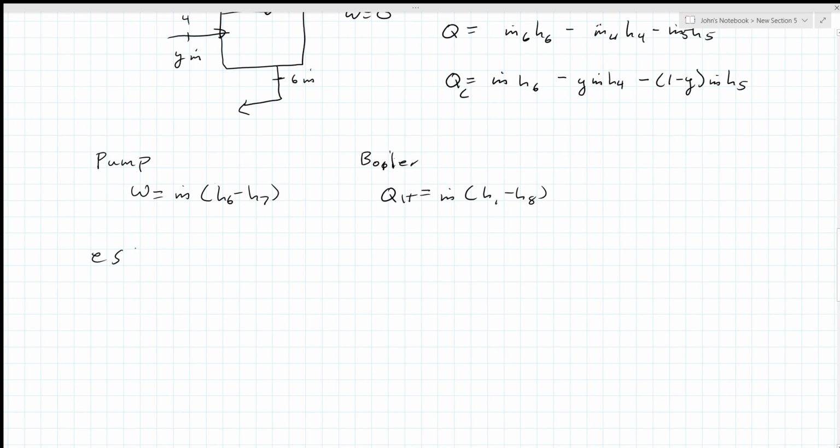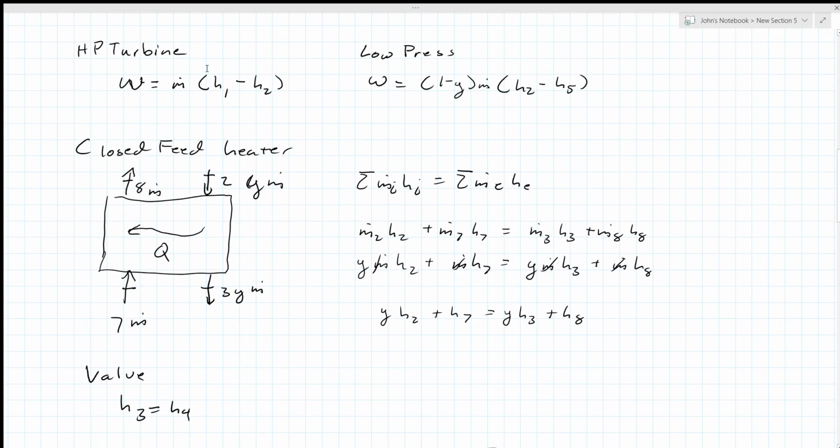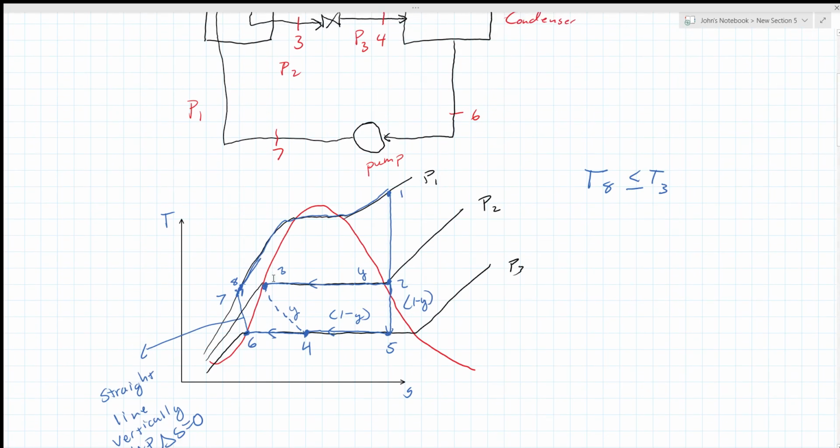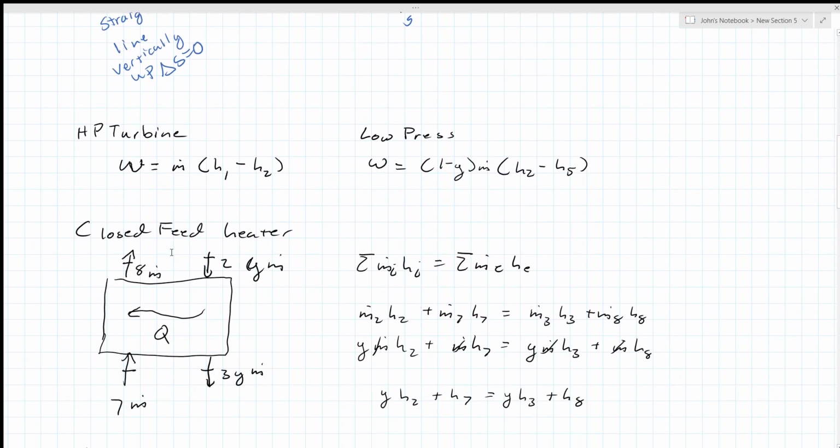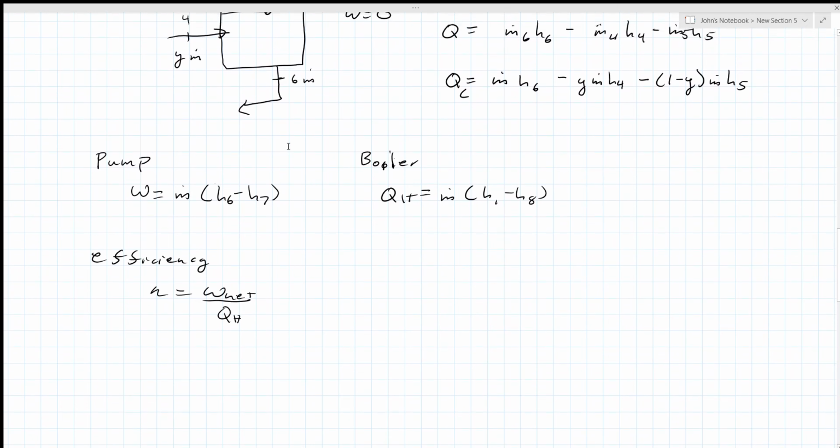So efficiency is equal to work net over Q high. To reiterate, without the closed feed water heater, Q high would be a lot higher because you have to go from 7 to 1 instead of from 8 to 1, where 8 is preheated and has a higher enthalpy than 7. So the enthalpy difference between 1 and 8 will be a lot less. Therefore, you will have a more efficient turbine power plant. So this is equal to work of the high pressure turbine plus work of the low pressure turbine, minus the absolute value of work of pump 1, minus the absolute value of work of pump 2, all over the input heat from the boiler.